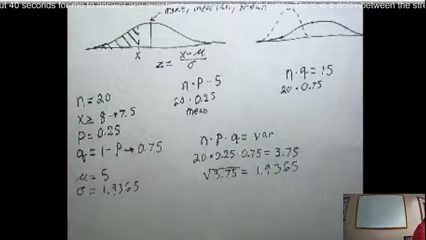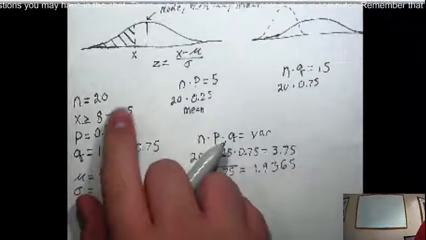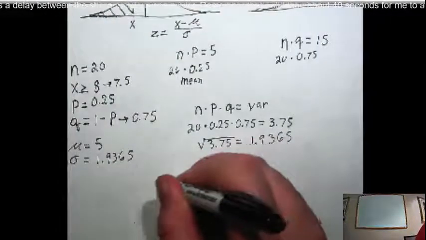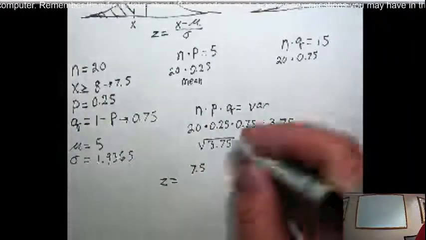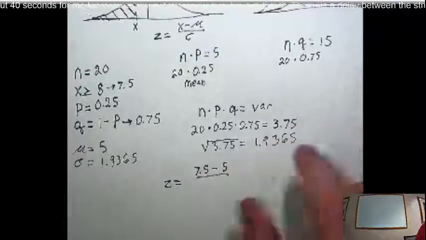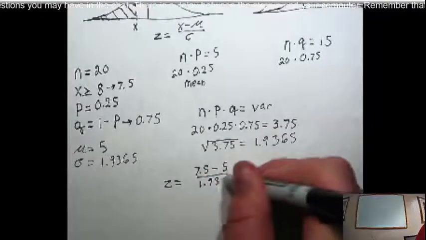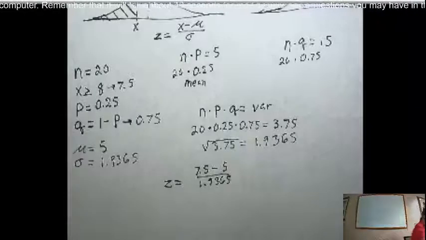All right, so now we have all of our pieces and parts. Again, we got our mean, we got our standard deviation, and we got our x, our corrected x. That's important. So now we just need to plug those three numbers into here. So z equals x is 7.5 minus the mean is 5 over the standard deviation, which is 1.9365, and this will give us that z value. Now, before we start calculating this, I actually want to do one more thing, and that is to sketch out what our problem looks like.